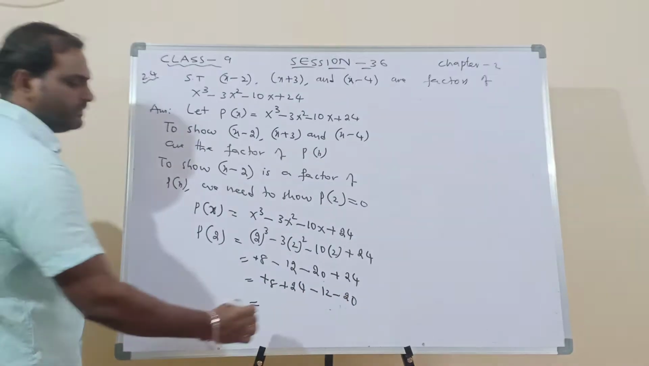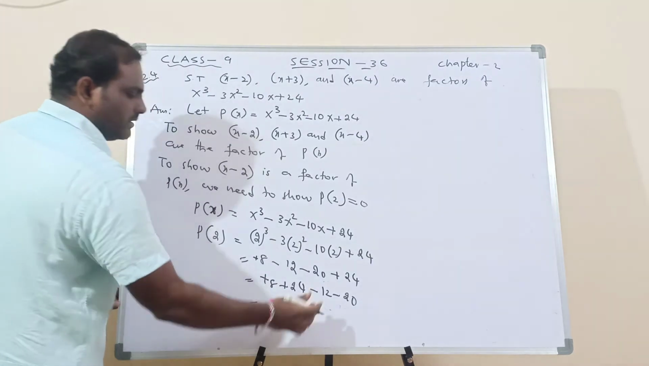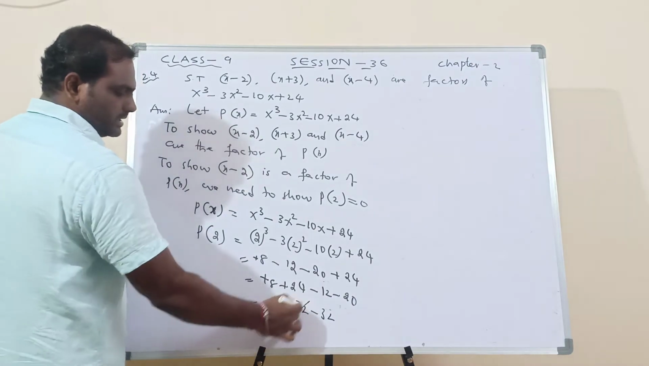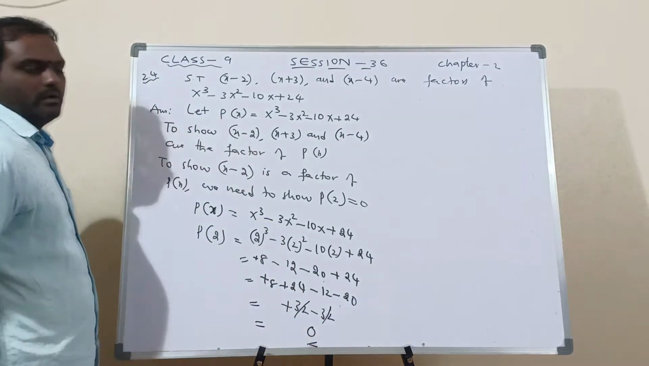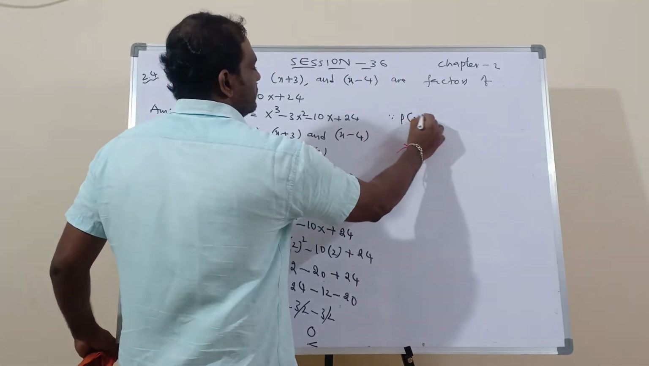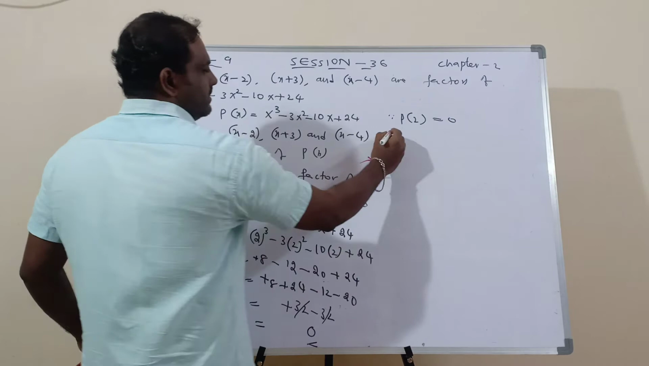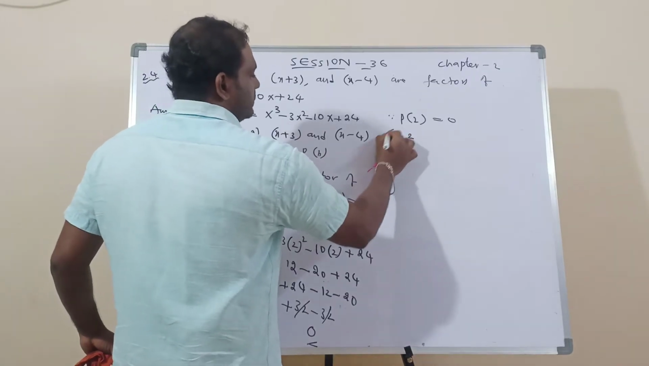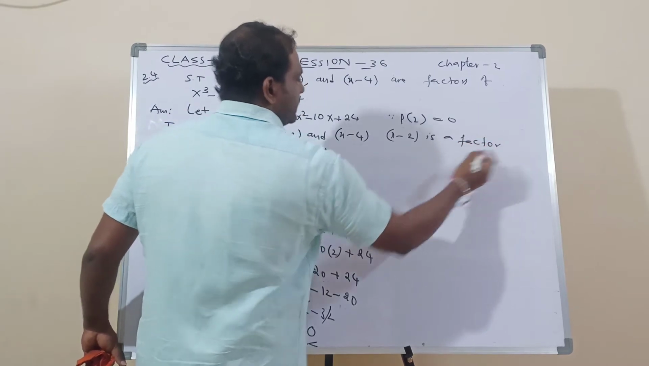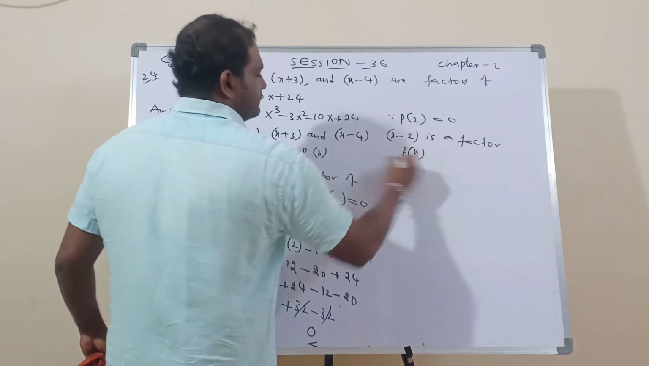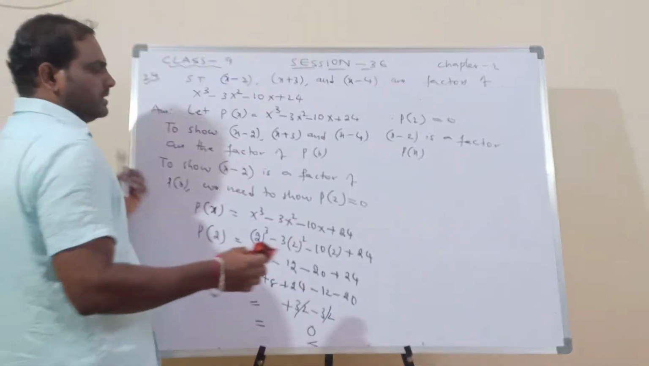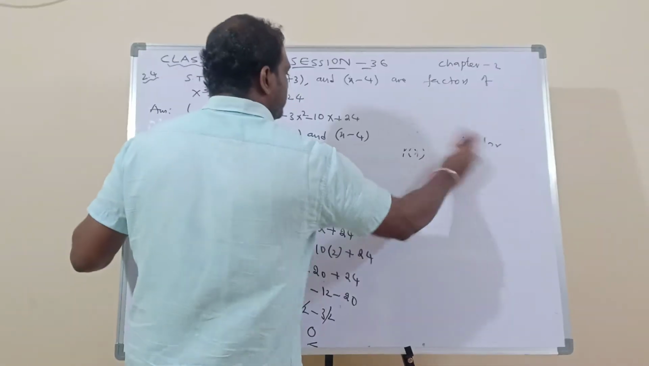What is plus 8 plus 24? It is plus 32. What is minus 12 minus 20? It is minus 32. Plus 32 minus 32 cancel, so we got 0. So what should I write? Since P of 2 is equals to 0, x minus 2 is a factor of P of x. This is the first step, right? What is the next one? Next, what we have to prove?